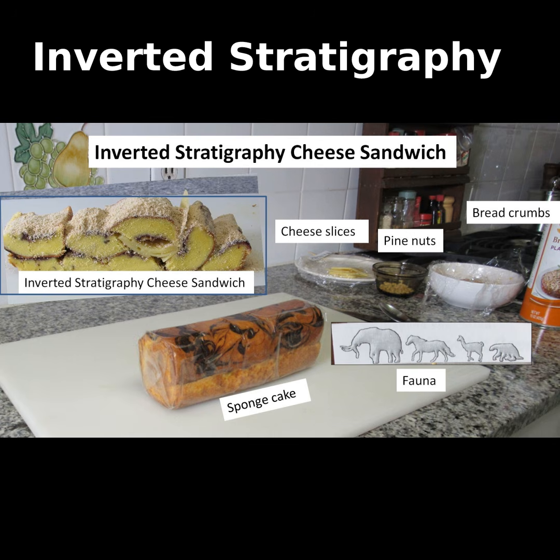Sponge cake is used to represent stratigraphic layers. Breadcrumbs are sprinkled to simulate aeolian deposits. Fauna are represented by paper cutouts. The fossils are represented by pine nuts. Slices of cheese represent the layer of ground at the time of an impact.